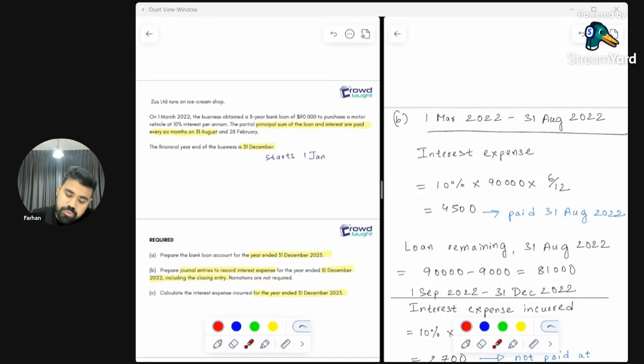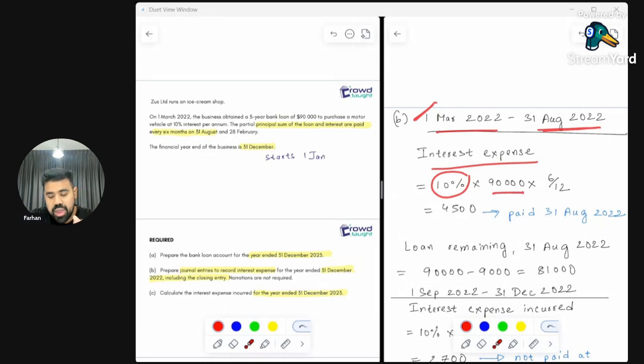All right. First of all, we know we have taken the loan on 1 March 2022, and the first 6-month period would have ended on 31 August 2022. Okay. So we have a time frame here from 1st of March 2022 until 31 August 2022. In between this time frame of 6 months, let's calculate the interest expense. We know the interest rate is 10%, all right? And then the loan amount initially was $90,000.